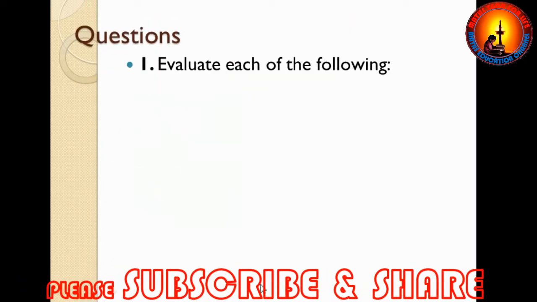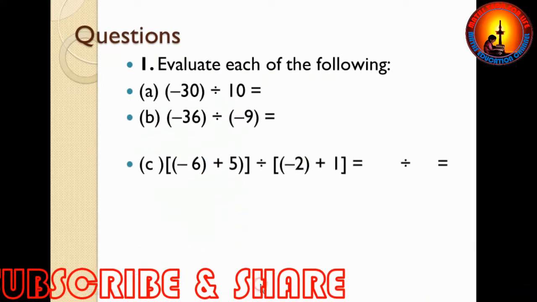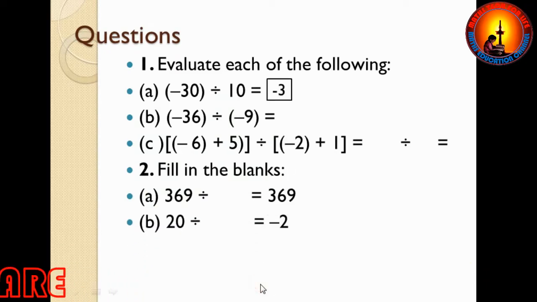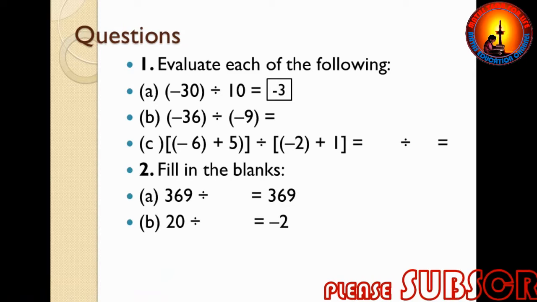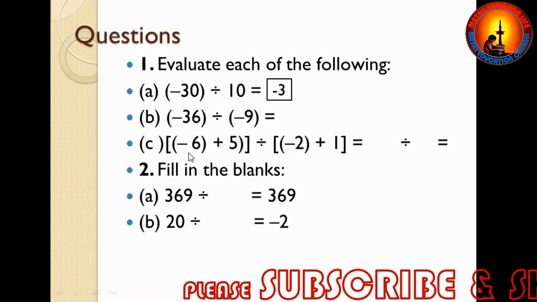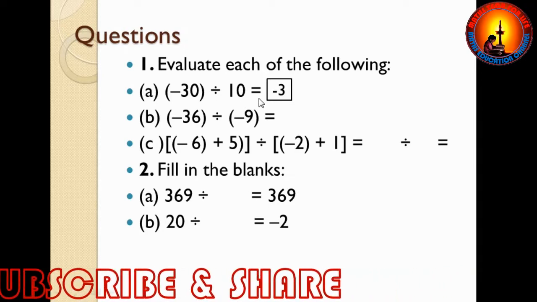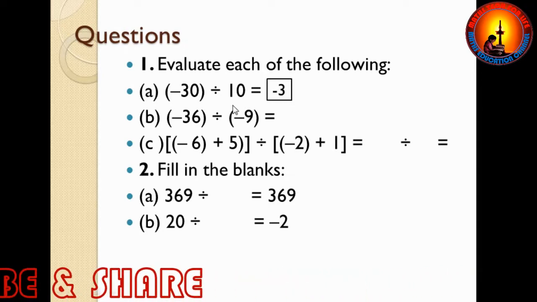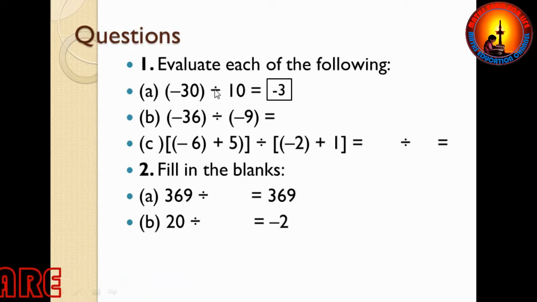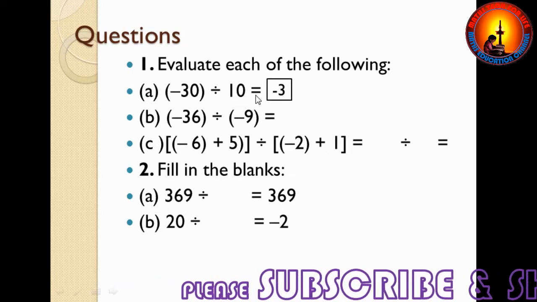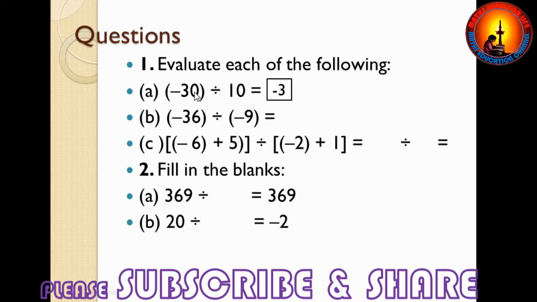Now let's go to some questions. Here I am giving you some questions; you can check this type of questions in your learner's book. The first one is negative 30 divided by 10 equals. In the case of whole numbers, if you divide two whole numbers, what will you do? You will go to the multiplication table of this number and check how many times it makes this one.